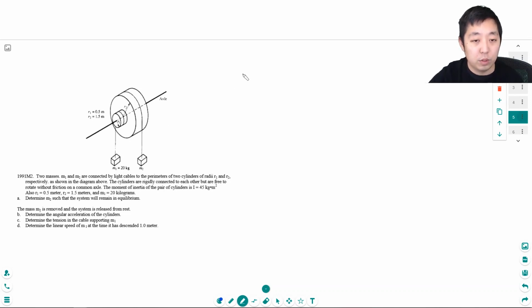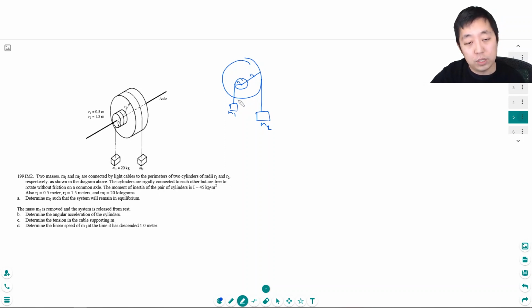Okay, so I'm going to draw sort of a horizontal view. I have a little disc, and I have M1 hanging off of it, and then I have a bigger disc, and I have M2 hanging off of it. It rotates around this point. This is R1, and this is R2, and they rotate together. So to be in equilibrium, the torques have to be balanced with each other, so it doesn't rotate.